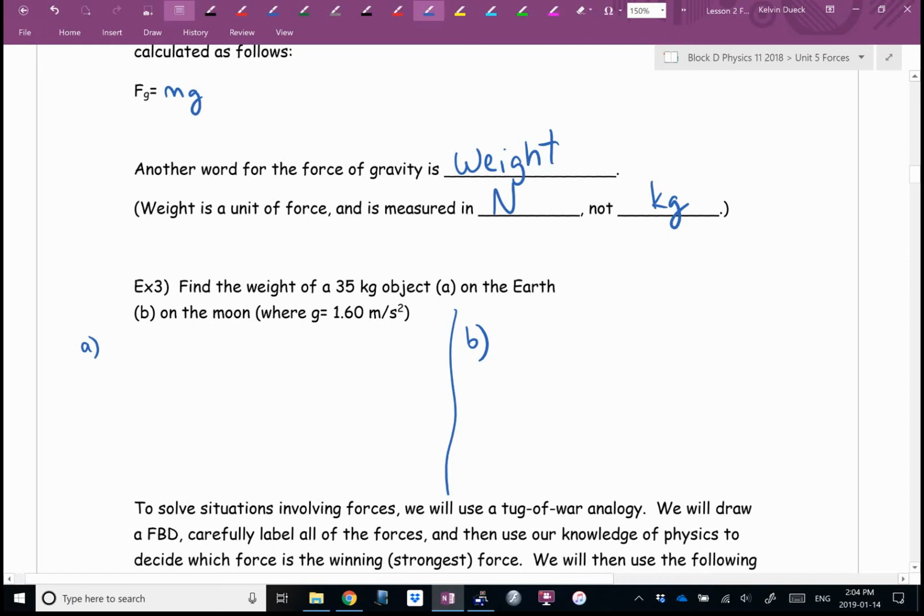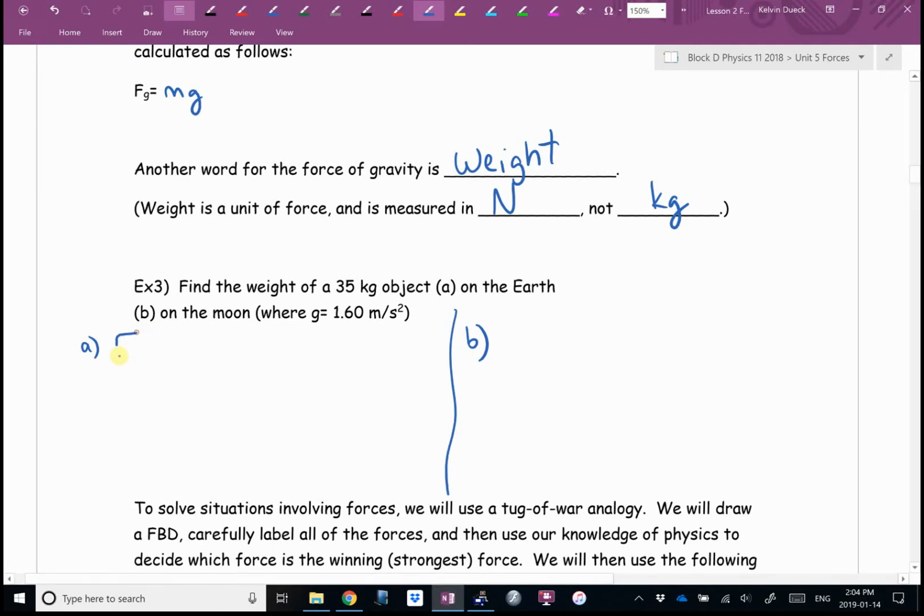Hoping you'd just say the word weight, and I was going to say no now. But the weight, fine, you wrecked my punchline. Yes, you are correct. It wants me to find the force of gravity. The word weight is a synonym for force of gravity. It's not mass, Logan. Mass is in kilograms. Weight is a force in newtons.